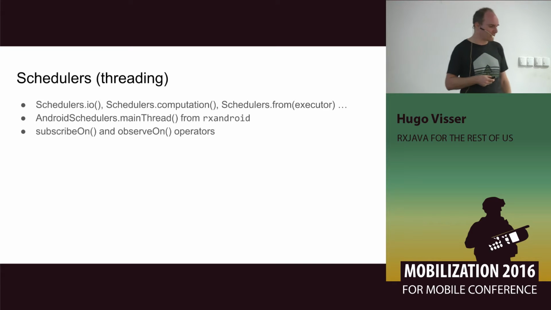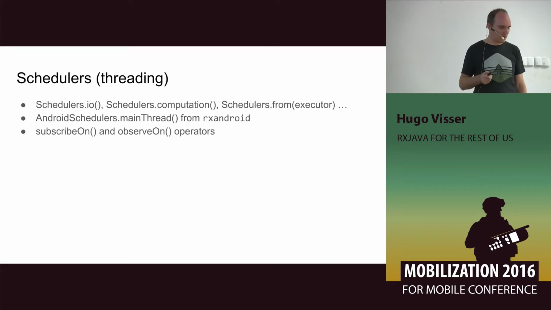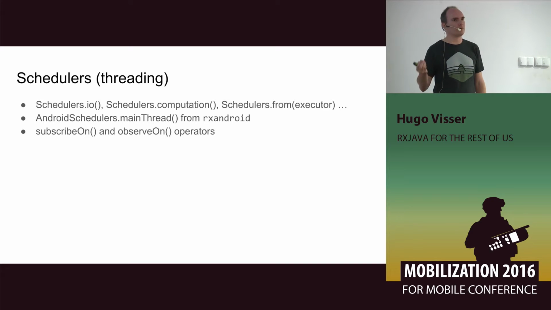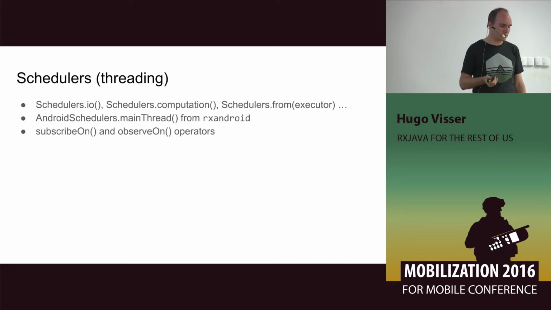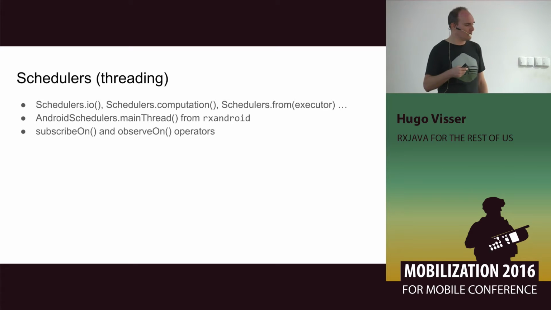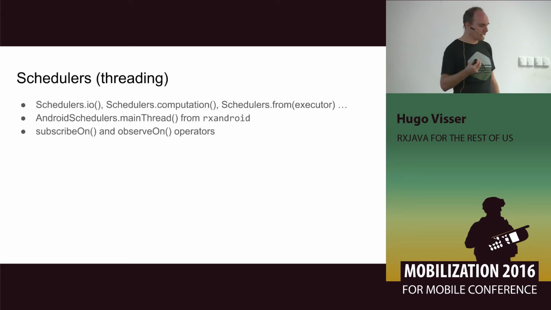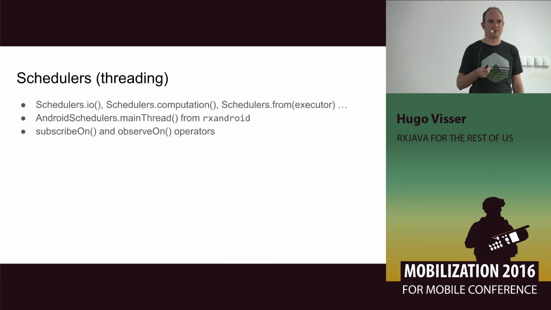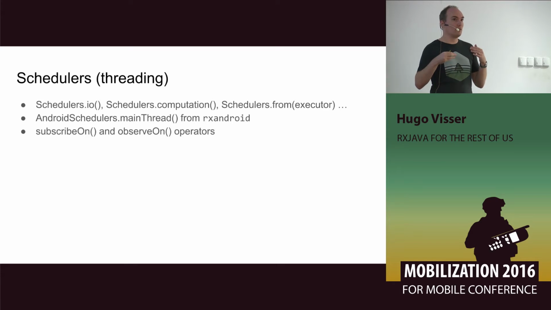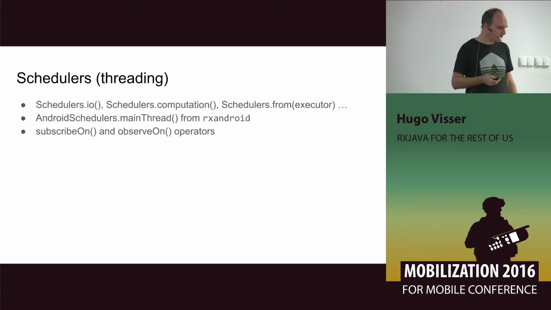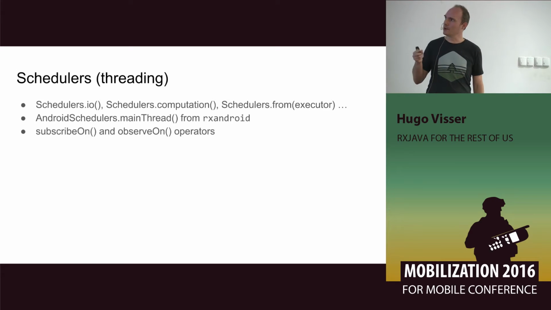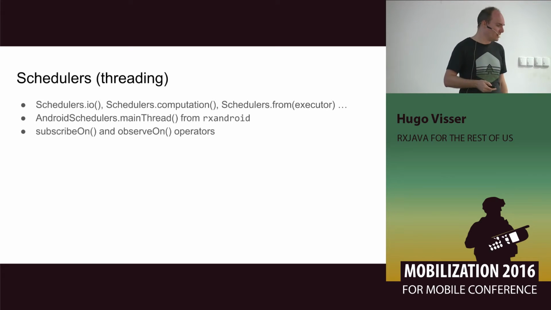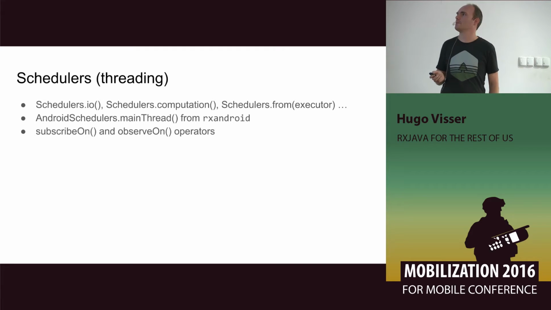So you can apply schedulers, and there are a couple of built-in ones. There is the IO scheduler, computation, but you can also create your own one from an executor. And for Android, there's a project called RxAndroid, which supplies a scheduler that returns your value on the main thread, or actually which does the work on the main thread. And there are 2 operators again. Everything is an operator that controls how you apply these schedulers. There are subscribeOn and observeOn.